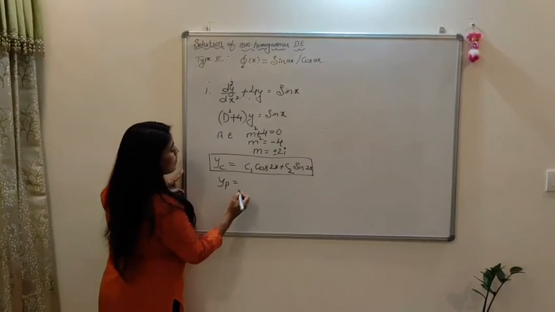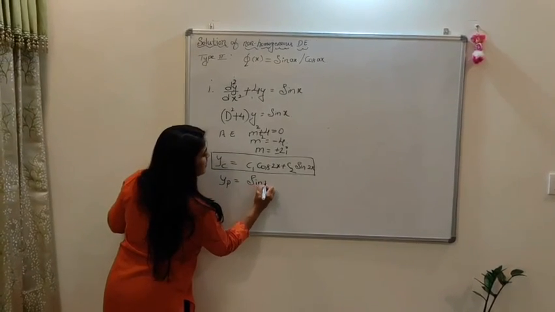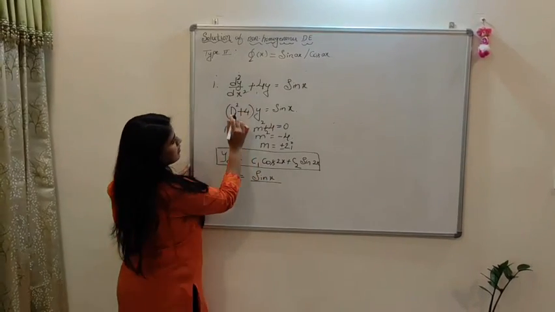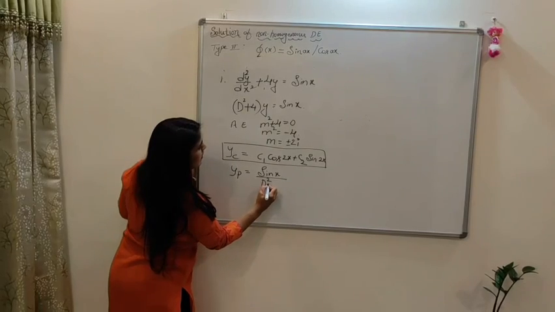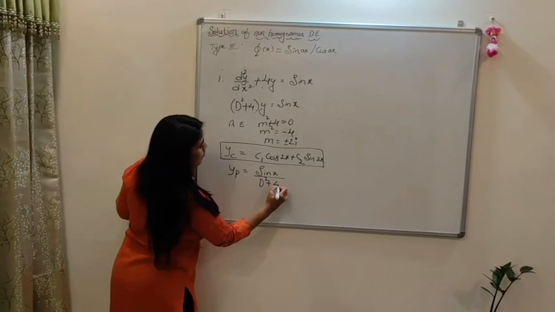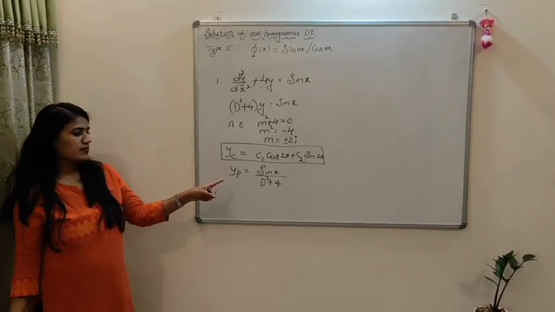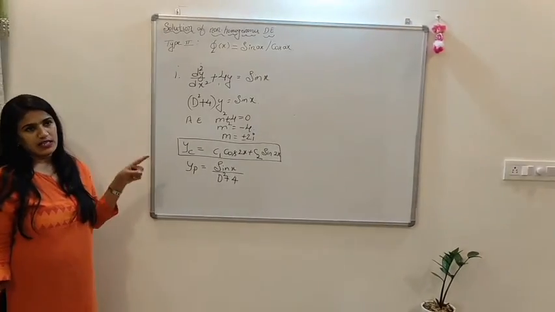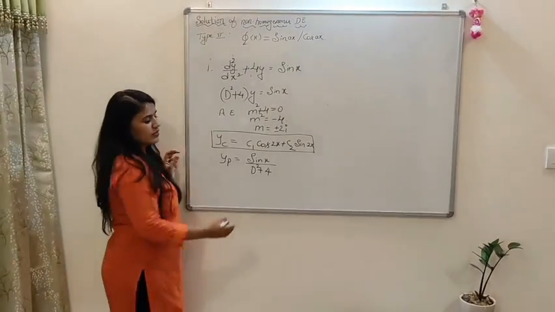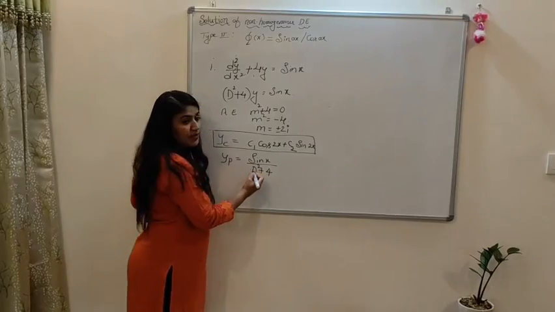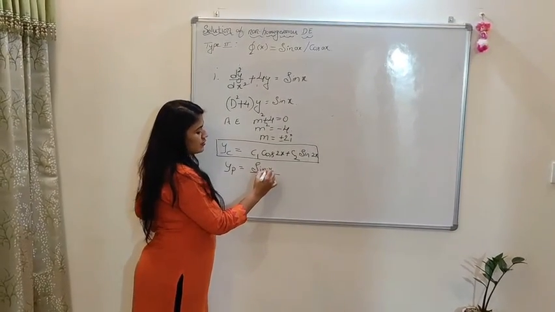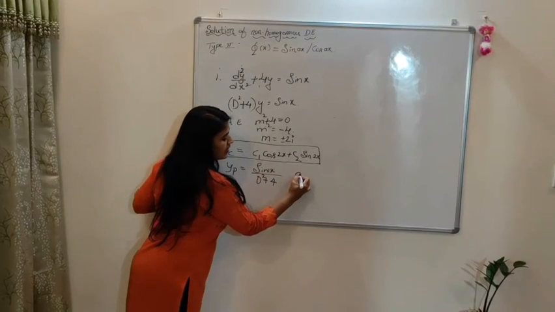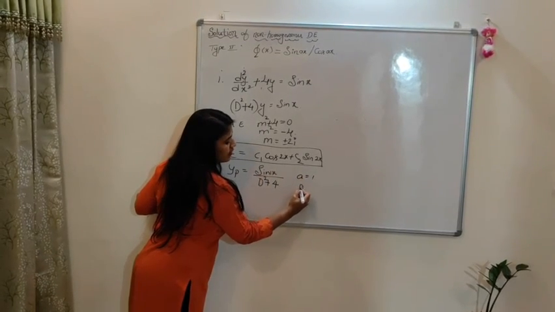yp is equal to sin x divided by the y coefficient. The y coefficient is D square plus 4. Okay. So I already explained the working rule. What is the working rule? We should replace D square by minus a square. So here sin x is there. Understood? Sin 1x, so a is 1.